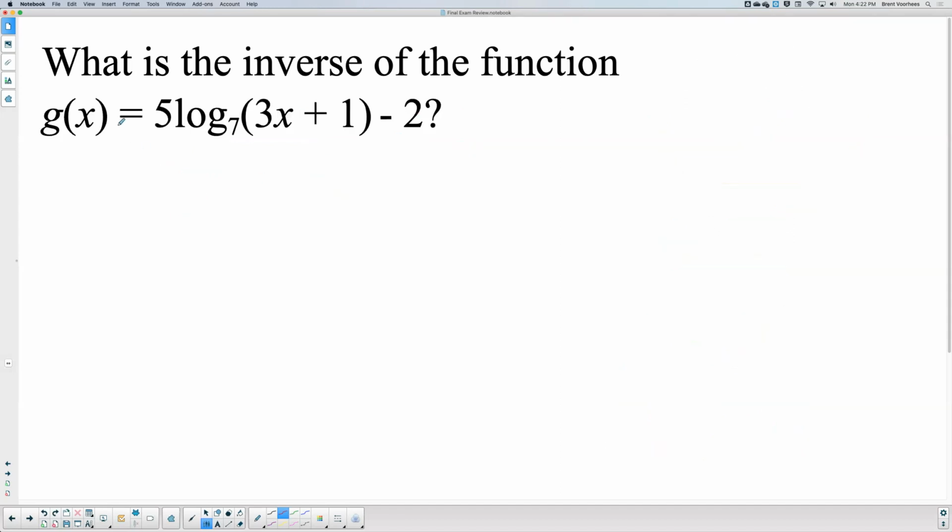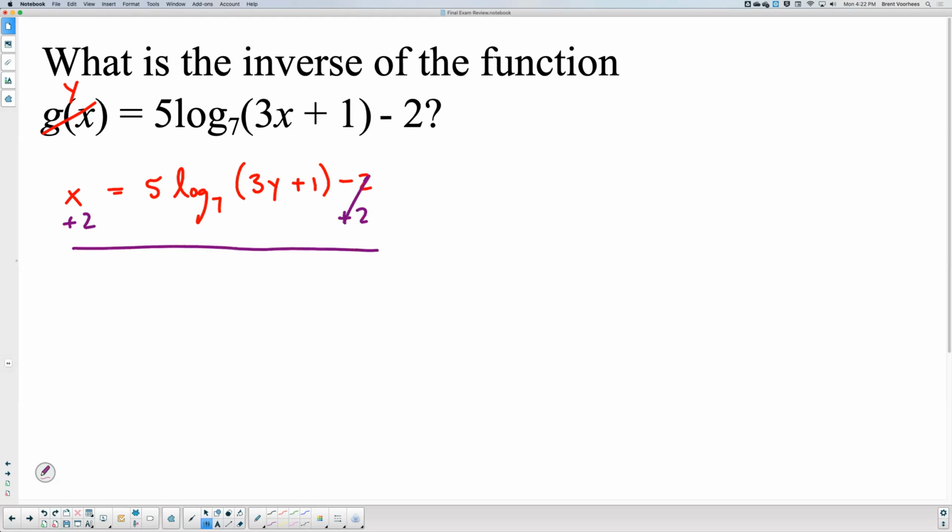So to try another one here, let's say this is y, and so I would say x equals 5 log base 7 of 3x plus 1, minus 2. I'm finding the inverse again. Whoops, I forgot to exchange. This becomes a y when I take an inverse. And so now I go through the steps to solve again. I'm going to add 2 to both sides. Trying to isolate the logarithm is going to be my goal here. So x plus 2 equals 5 log base 7 of 3y plus 1.